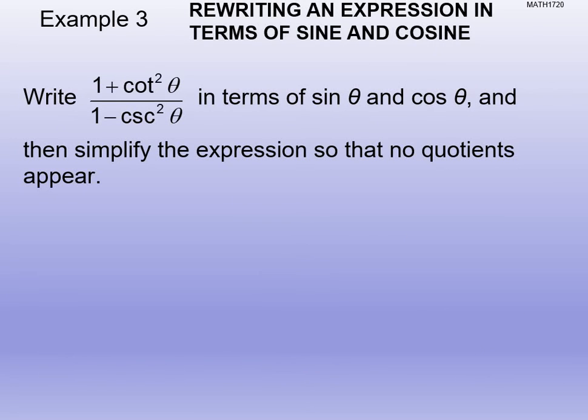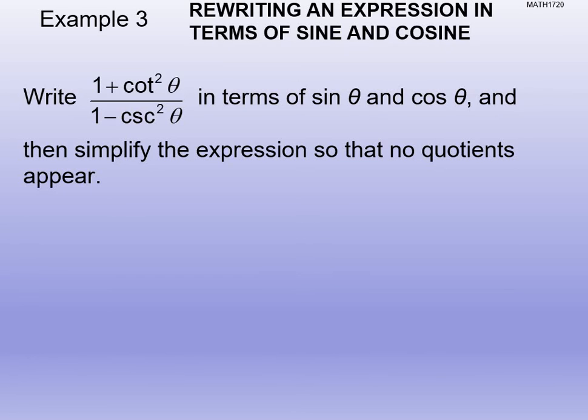All right, let's do one more example here. We're going to rewrite 1 plus cotangent squared theta divided by 1 minus cosecant squared theta. We're going to rewrite those in terms of sine and cosine, and then we're going to take it to the next level and write it so that there are no quotients. So that means we're not going to have any denominators.